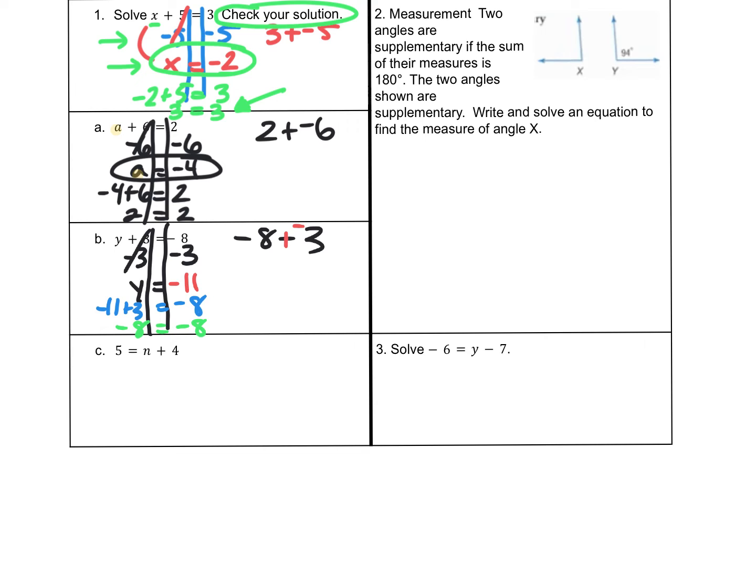Sometimes people say this is their solution. They'll say negative 8 is my answer. No, this is your proof that your solution is what is plugged in to make the sentence true.